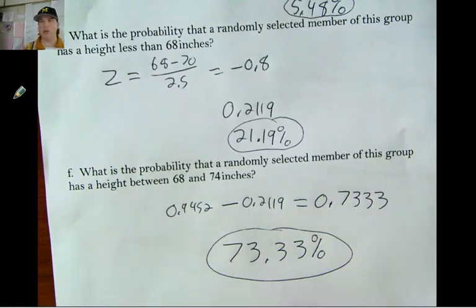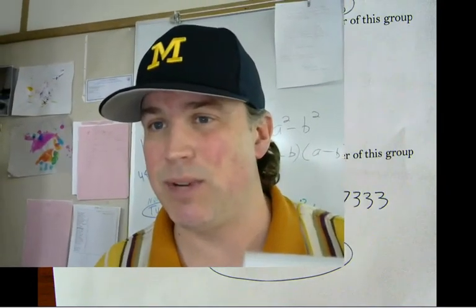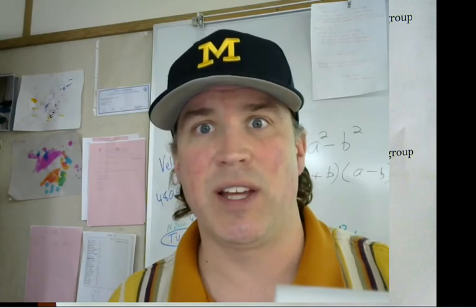So that is how you can do these probability problems when your z-scores aren't exact, when they're decimal approximations. And that's all I have for you today.